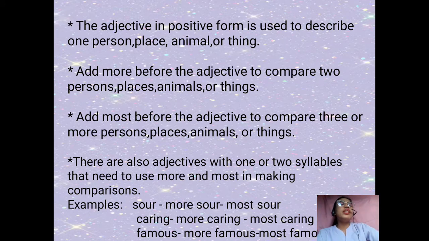So how do we know that we need to add er at the end of a describing word? In comparative we will use more or we add er at the end of the adjective word. So how do we know? If the describing word has one or two syllables, we add er at the end of an adjective or describing word. So magdadagdag tayo ng er sa hulihan ng salita kapag ito ay mayroong isa o dalawang syllables lamang.